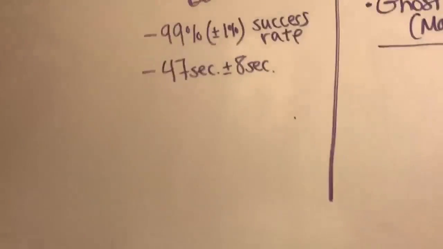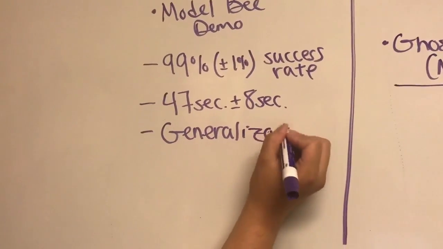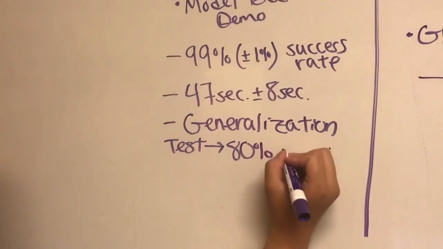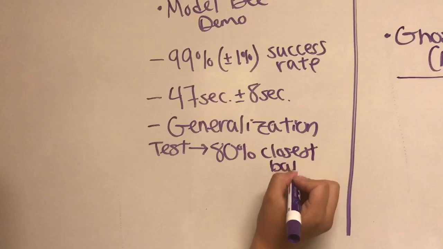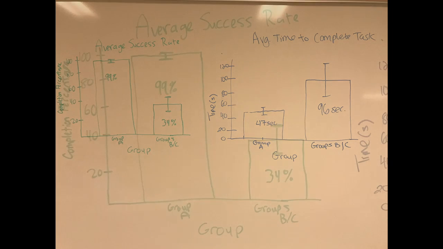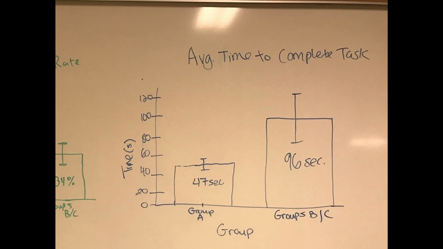The bees that learned by social learning or modeling were also better at the generalization task than the other 2 groups, with an 80% success rate for the social bees and a 50% success rate for the other bees. These 2 figures show these results in graphical form. Notice on the average success rate graph on the left that Group A has a higher success rate than Groups B and C combined. Also, on the average completion time graph on the right, notice that Group A took less time on average than Groups B and C to complete the task.